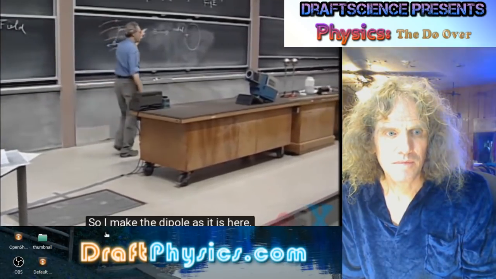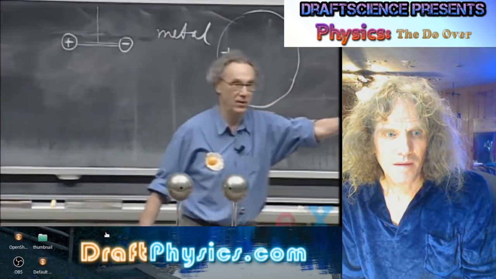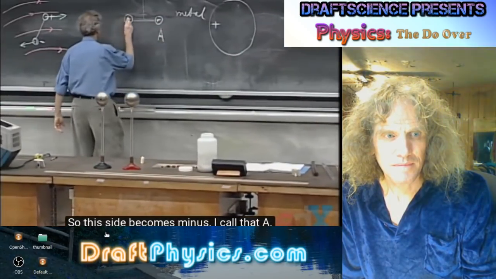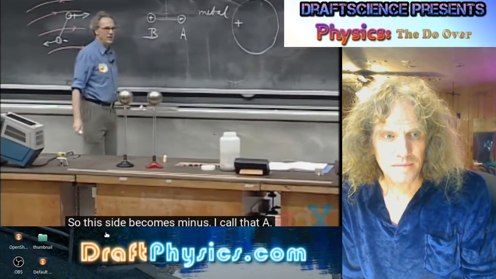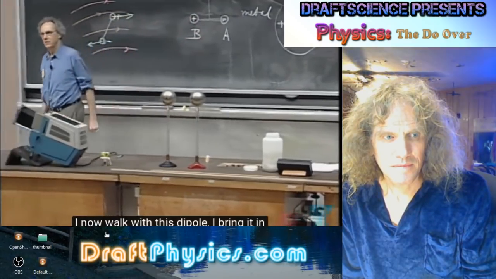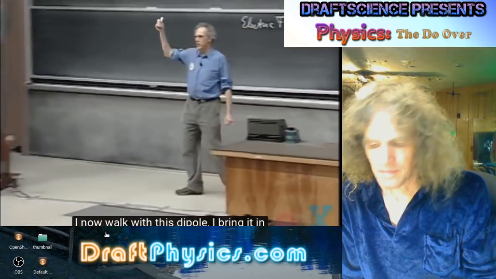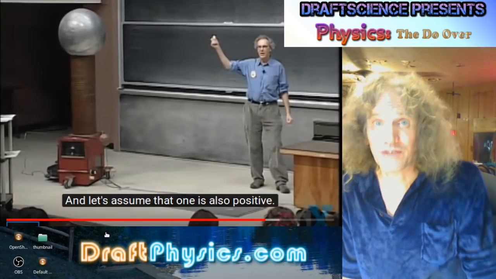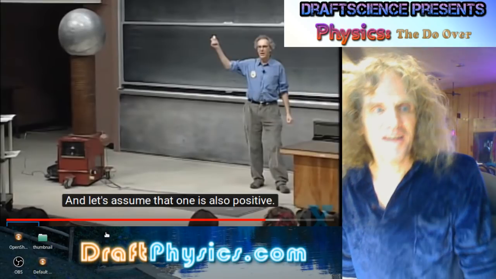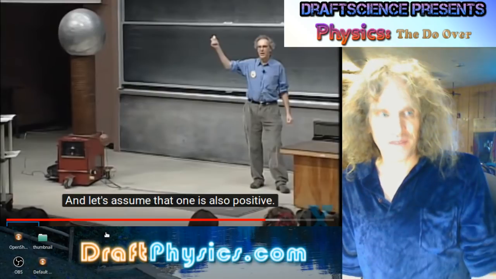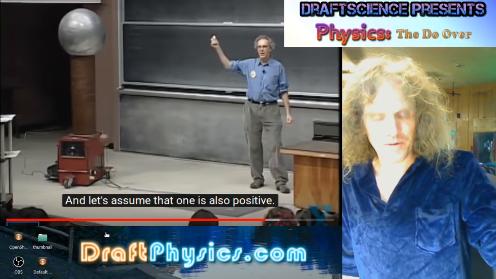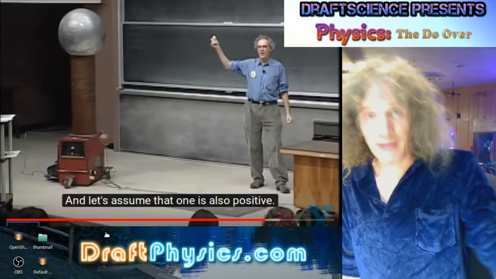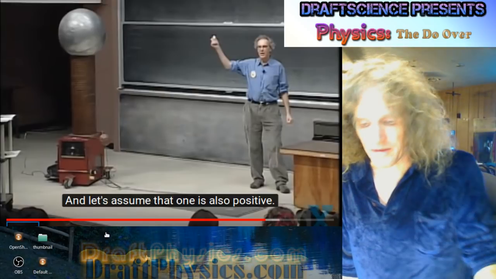So I make the dipole as it is here. Let's assume this one is positive, this Van de Graaff. So this side becomes minus, I call that A, and this side becomes positive, that's B. I now walk with this dipole, I bring it in this field. He's acting as if it's a trick question, so I guess the obvious answer is if this Van de Graaff is producing, as he's saying, negative, then the positive end is going to point towards the Van de Graaff.